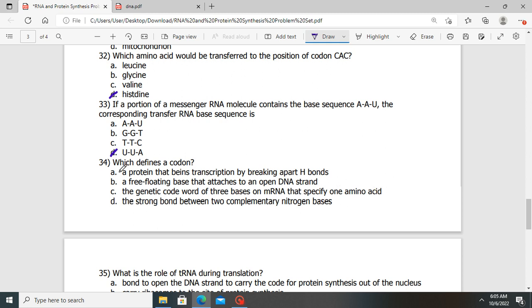So the answer for 34 is... no, the answer is C for 34. So a codon is the genetic code word of 3 bases on the messenger RNA that specifies one amino acid.